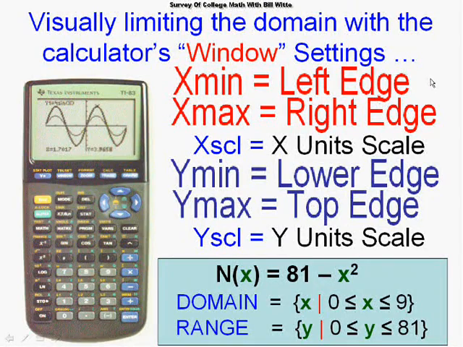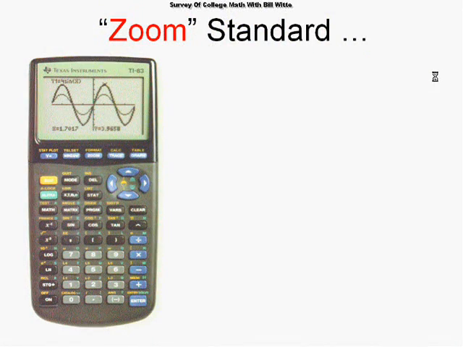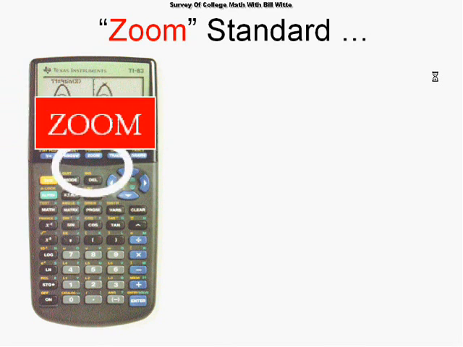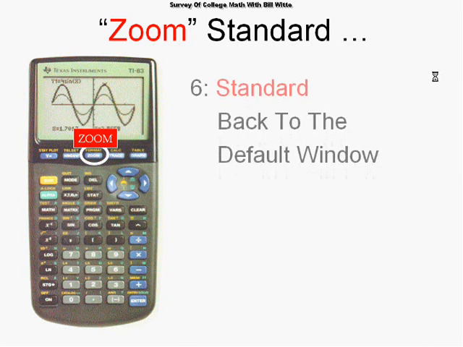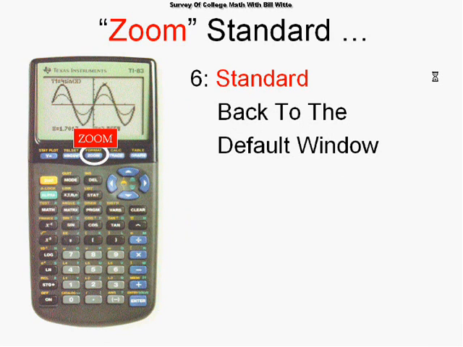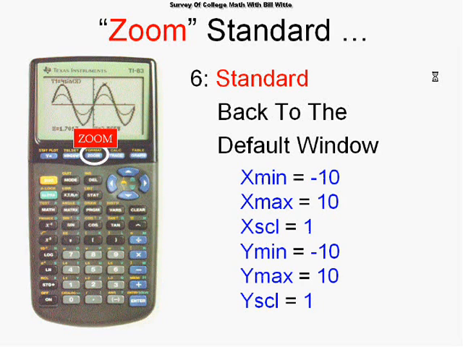Probably the easiest way to get it back to a standard window to do another problem is to use the zoom button. Remember the zoom button? Well, maybe if you don't, that's what I use it for. If you hit zoom, it's going to give you 7 options. Zoom out, zoom in. But if you hit 6, zoom standard, it'll get back to the default window. And remember, the default window is between -10 and 10 for x and for y.